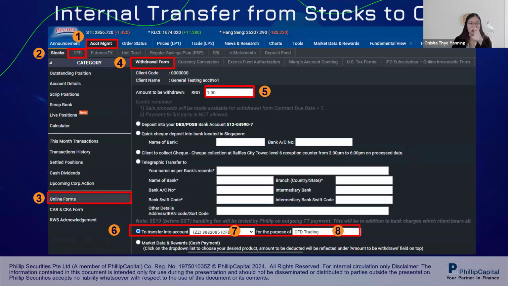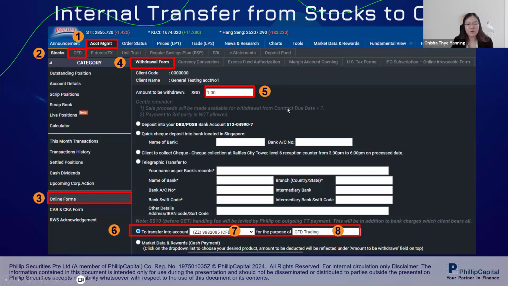For internal transfer from stocks to CFD, go to account management, CFD online form. Once you have your account, go to the withdrawal form. It's a bit weird, but it's the withdrawal form because you need to withdraw from your stock account to your CFD account. Input how much you want to transfer and which CFD account to transfer into.